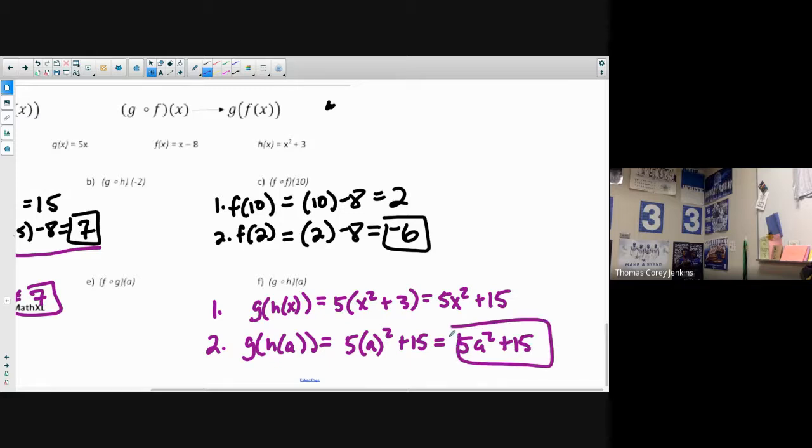By method 1, what we could have done instead would have been to find h of a. So let's see, I'm trying to find the rule. h of a would just be a squared plus 3. And then we sub that into there. So we end up with the same thing, 5a squared plus 15.